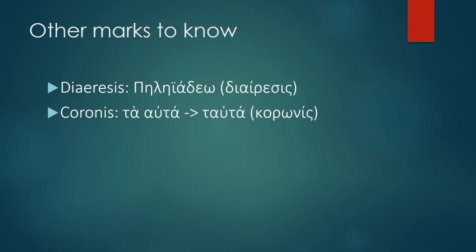You also have a coronis, which is this curved mark above the upsilon in tauta. So in ta auta, to the left, it means the same thing, and the curved mark above the upsilon just indicates smooth breathing. The word doesn't sound like hauta, it's just auta.